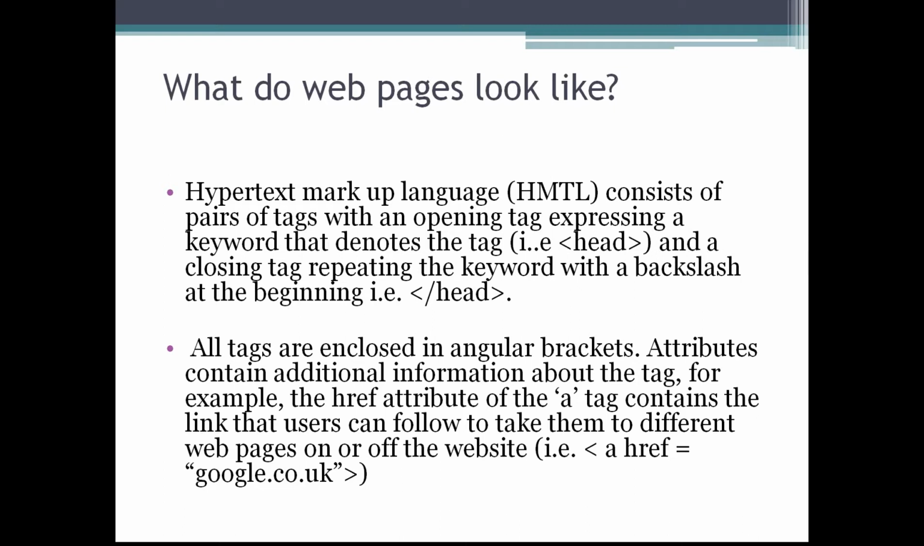Now all tags are enclosed in these angular brackets, as I mentioned, and they often contain attributes, which are basically just additional bits of information that the computer needs to help render the web page. So for example, the A tag, which stands for anchor, contains an attribute called the href attribute, which often contains links to either external websites or to images or videos that are stored.